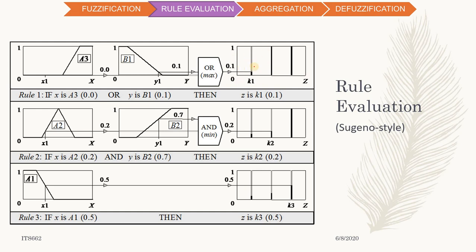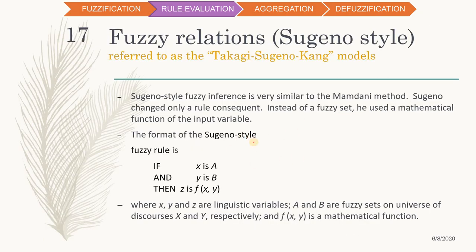Before I proceed with how we define the singleton spike, it will be like this. When you have a fuzzy graph, two input graphs, this would be Z. Your Z will be a singleton spike like this. So how are you going to determine or define the Z value? You have to use a mathematical function of the input variable.